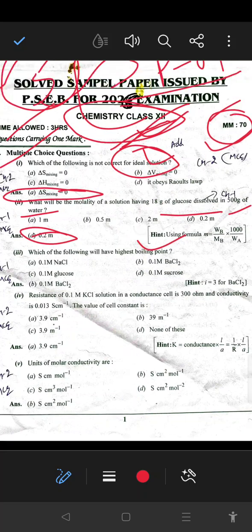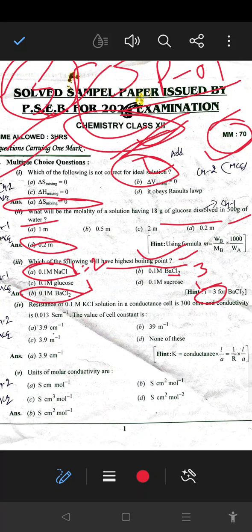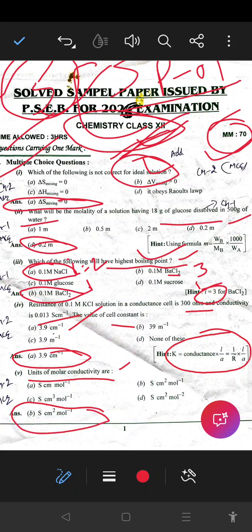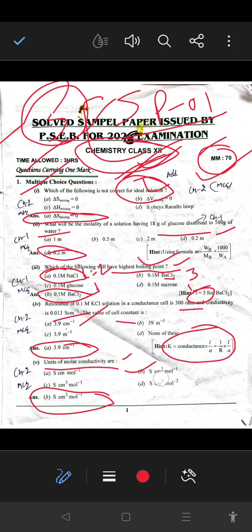Next, resistance of 0.1 molar KCl solution in a conductance cell is 300 ohm, and conductivity is 0.013 Siemens centimeter inverse. The value of cell constant we calculate by using the formula conductivity equal to conductance into l over A. Putting in the values, we will get the answer from the options. Next, units of molar conductivity are Siemens centimeter square mole inverse, that is option B, the right answer.